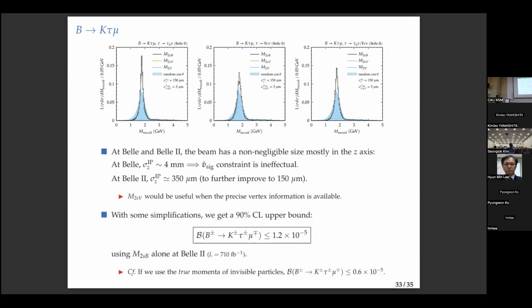By using some Monte Carlo data, we have constructed this MV-core distribution using the Gauss momenta. And finally, we get some nice percent confidence level upper bound on the branching ratio of B to K tau mu to be 1.2 times 10 to the minus 5 using the M2S. If we use the true momentum of invisible particles, then we could get 0.6 times 10 to the minus 5, so it's very close.